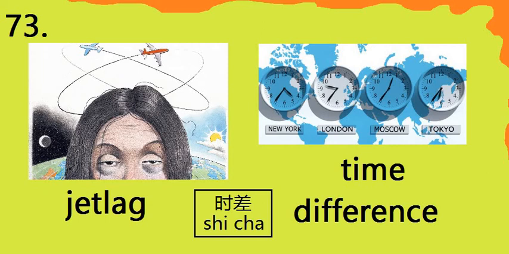And that's because of the time difference. So time difference describes the different time in different places. For example, you can see in these clocks, New York has a different time from London, so we can say it has a time difference. Time difference describes the state, jet lag describes the feeling.